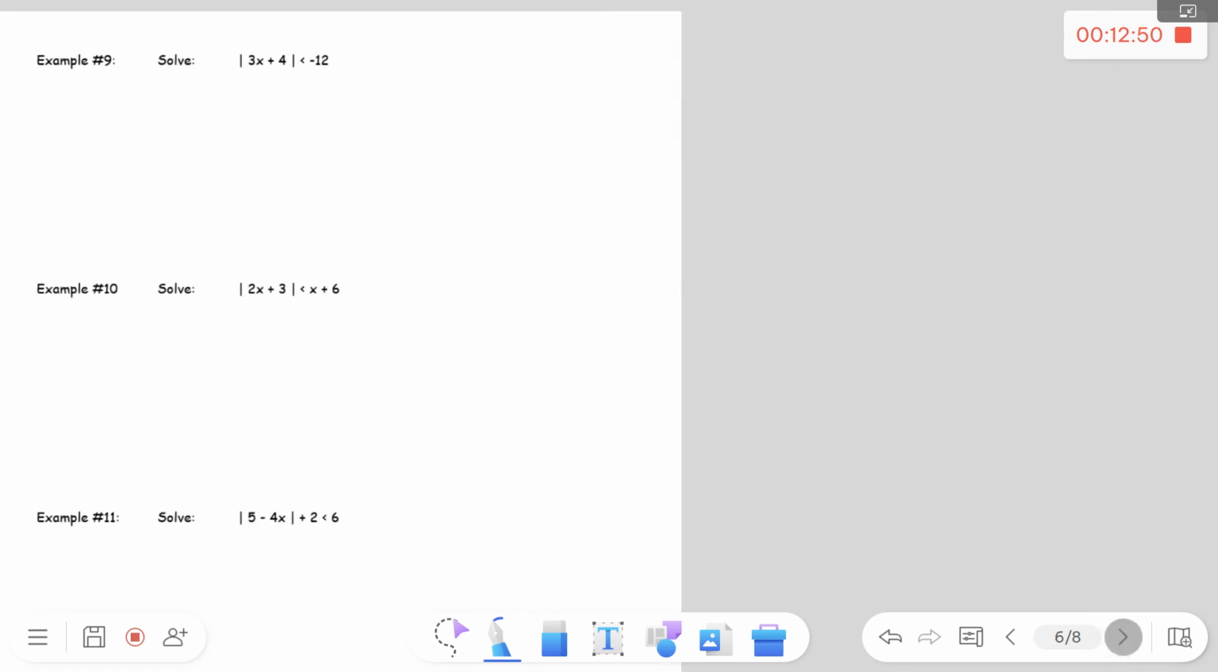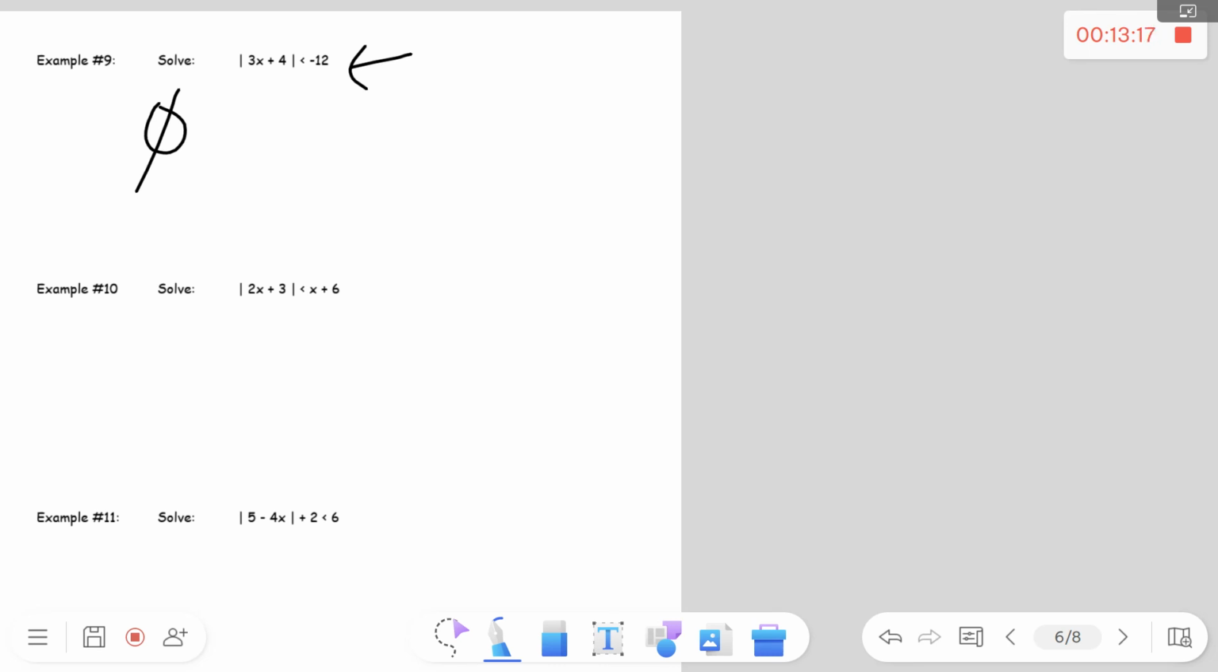Okay? Looking at the next example here, this one's set up already for us. It's saying I want a number that's going to be less than a negative. I know this is the empty set. We can show it's the empty set, but I know it's the empty set. Why? Because I cannot have the absolute value of something be less than a negative. If this was greater than negative 12, not less than negative 12, it would be all real numbers because everything's going to be greater. This is clearly just the empty set.